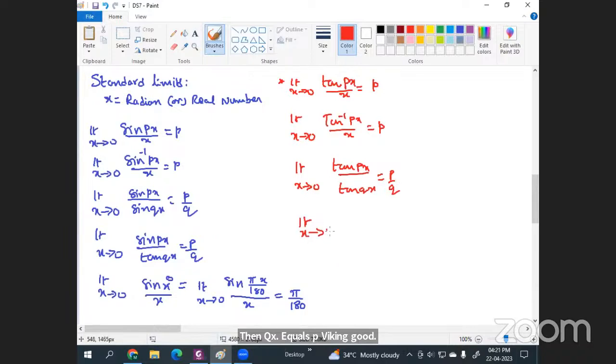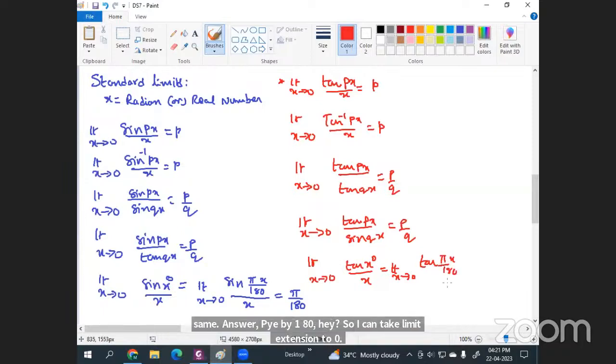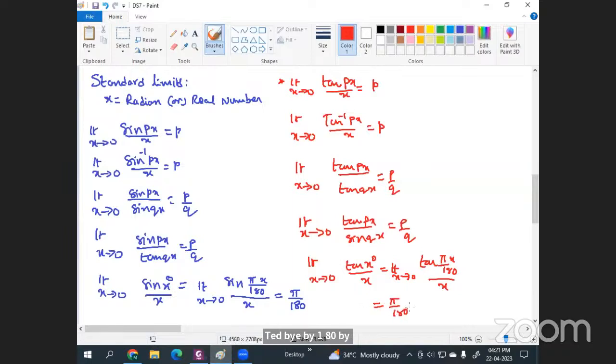Limit x tends to 0, tan px by sin qx equals p by q. Limit x tends to 0, tan x degree by x is the same answer, pi by 180, right? So I can take limit x tends to 0, tan(pi x by 180) by x. So this answer is pi by 180.